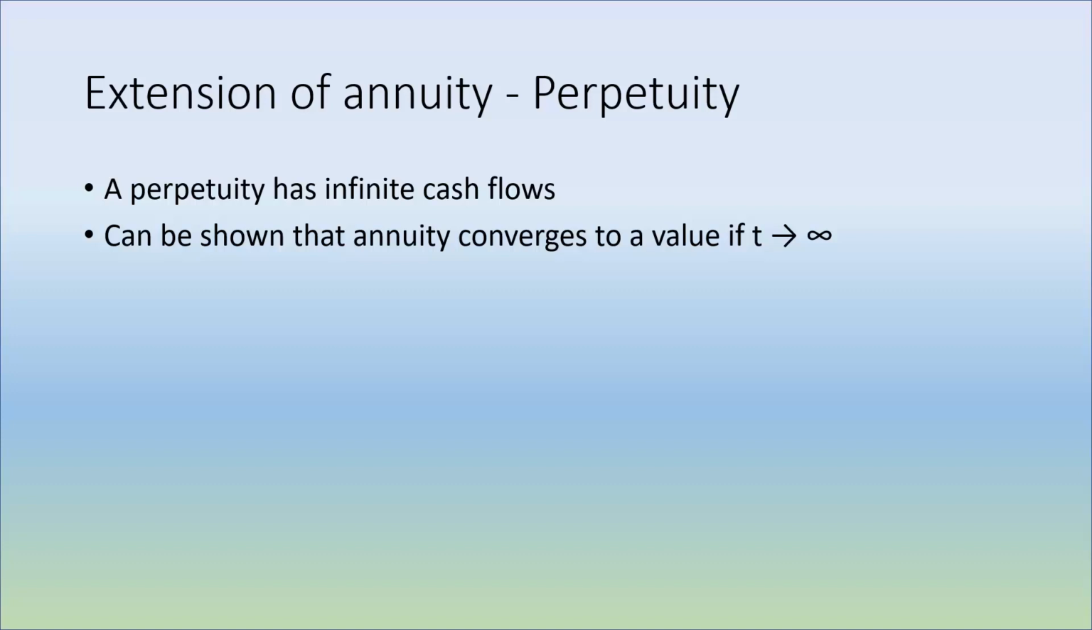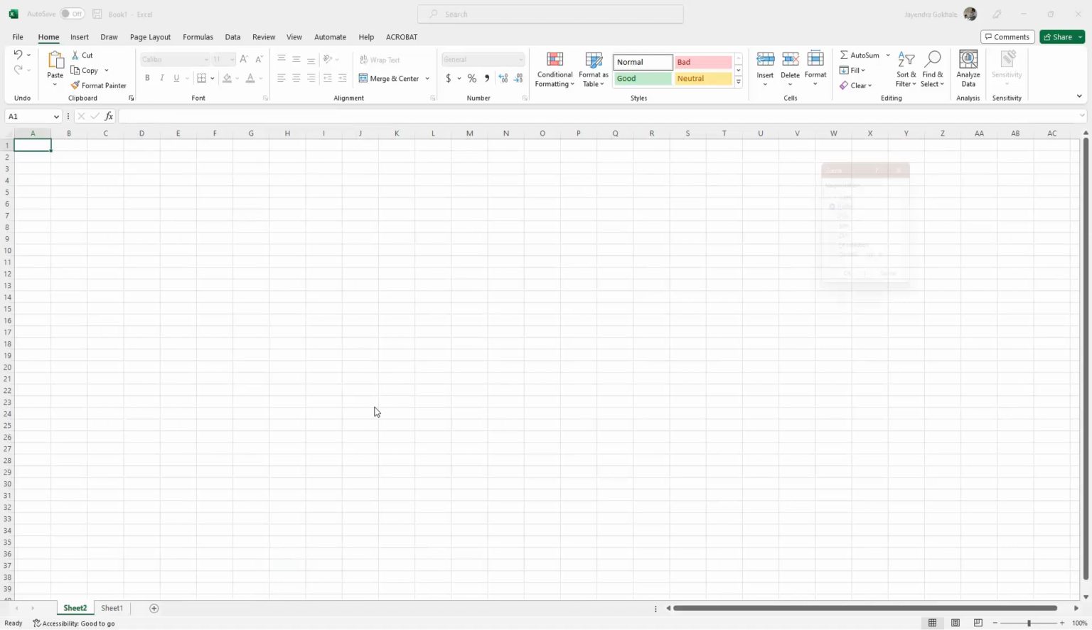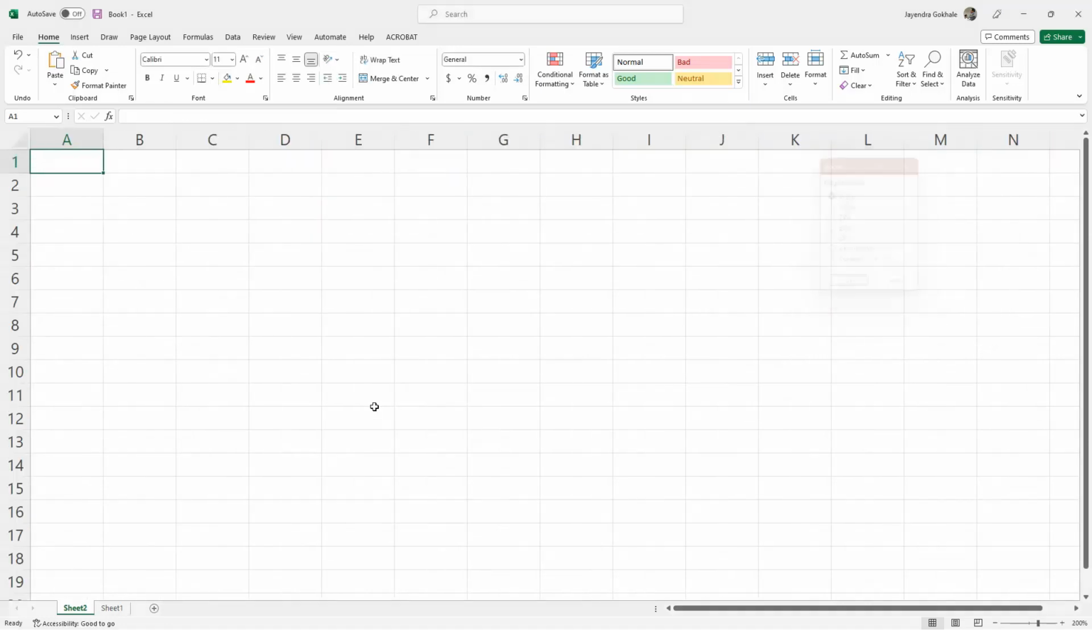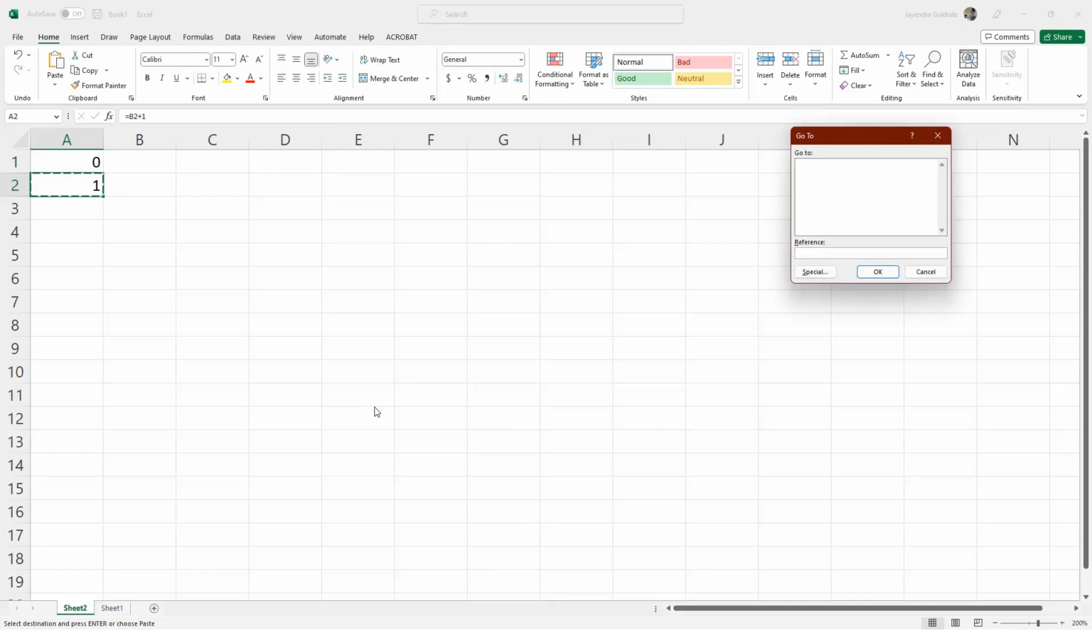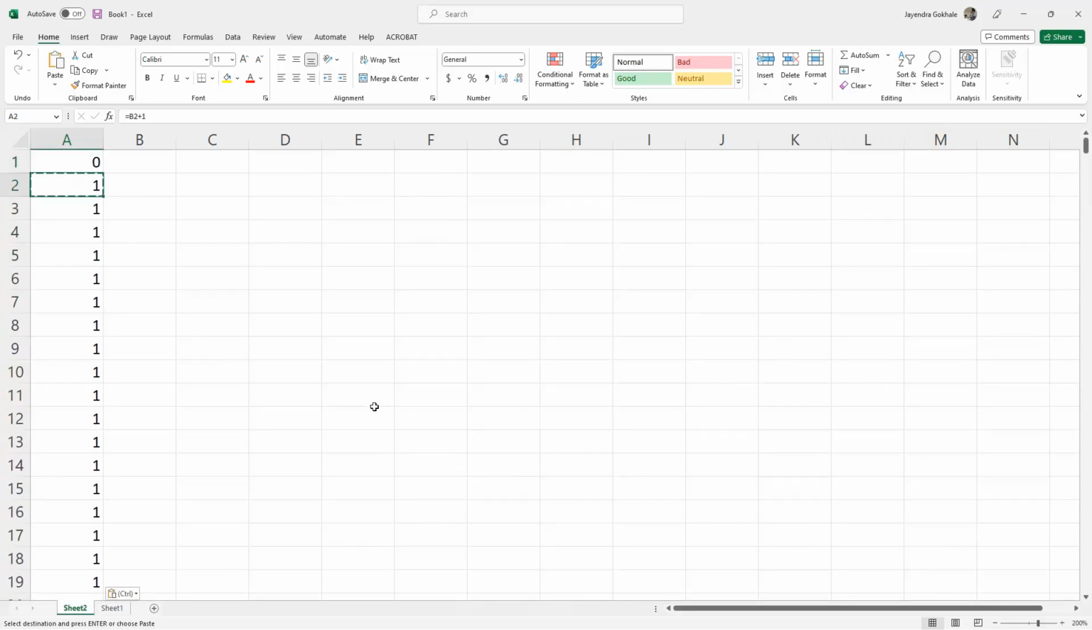Perpetuity means forever, right? So the present value is essentially C over r. Now remember, this present value is for infinite cash flows, okay? C is the cash flow, r is the discount rate. Very quickly, I can give a small illustration right here. So it's t equals 0, equals this, plus 1, and then go to, let's say, 550, and then paste it. So we have equals B2, A2 plus 1, A1 plus 1, sorry about that.